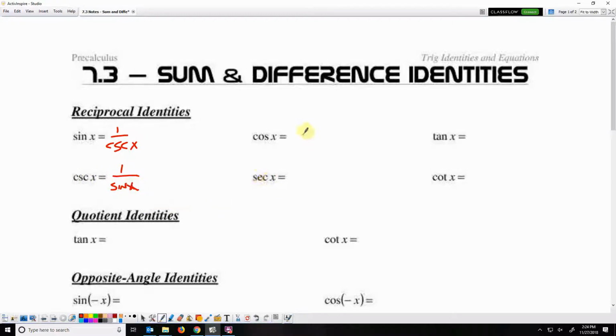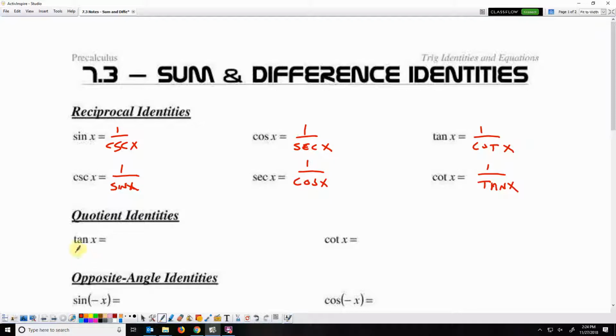Cosine and secant are reciprocals. Cosine x is 1 over secant x, and secant x is 1 over cosine x. And tangent and cotangent are reciprocals of each other. Tangent x is 1 over cotangent x, and cotangent x is 1 over tangent x.